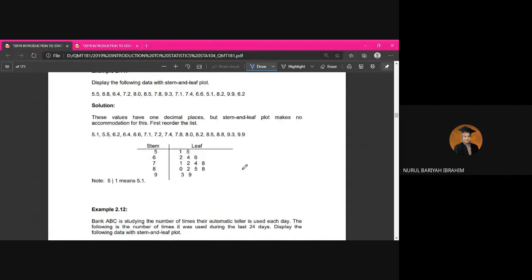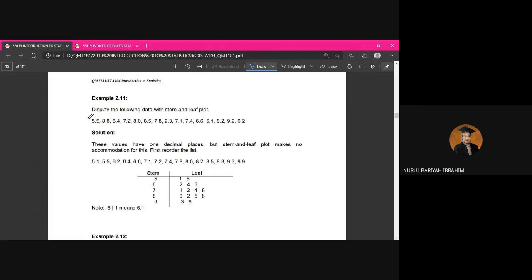Okay, let's see another example. Okay, let's say this data dalam decimal places. Okay, dalam decimal places boleh buat juga stem and leaf plot. Kita ada leading dan kita ada trailing. Okay, 5 leading, 5 trailing, 8 leading, 8 trailing, 6 leading, 4 trailing and so on. And then kena susunkan, sortkan 5, 6, 7, 8, 9 according to the yang you dah sortkan di sini, and then write down the trailing digit dekat leaf.